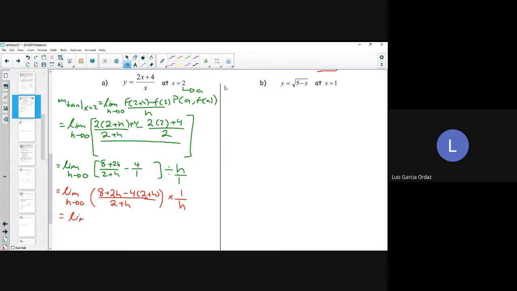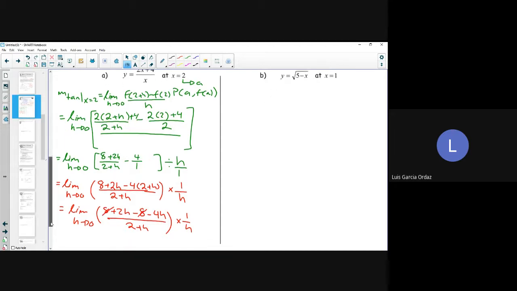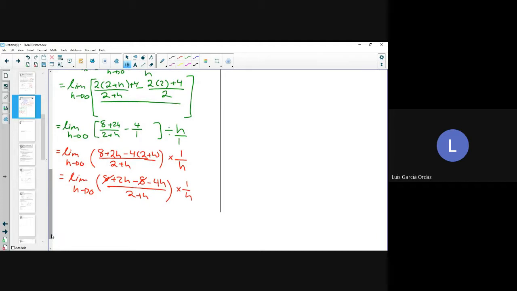So you get the limit as h approaches 0 of 8 plus 2h minus 8 minus 2h. Sorry, minus 4h. My apologies. All over 2 plus h, times 1 over h. So as you can see, some terms are going to cancel each other out. So we're going to get our 8s to cancel each other out. And then all we're left with is 2h minus 4h, which simplifies to negative 2h.